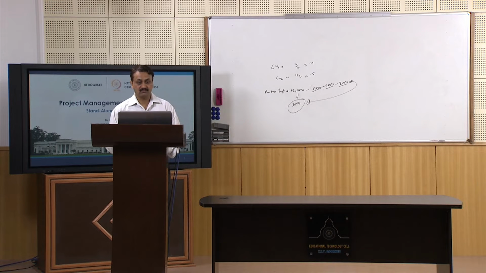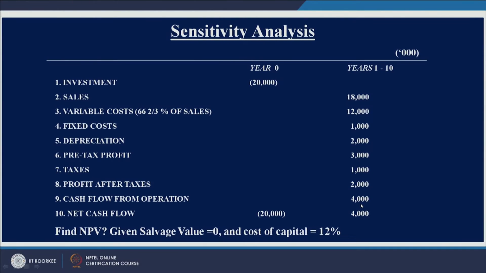Okay. So, let me also solve this question for you. Here cash flow from operations is 4,000 rupees. This is an annuity for next 10 years, right. This is a sequential flow. So, this is an annuity, right, and the cost of capital is 12%, salvage value 0.